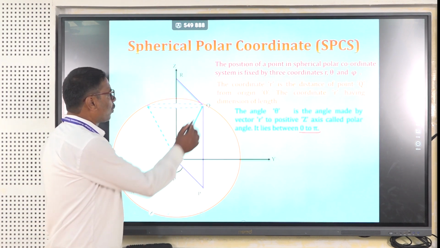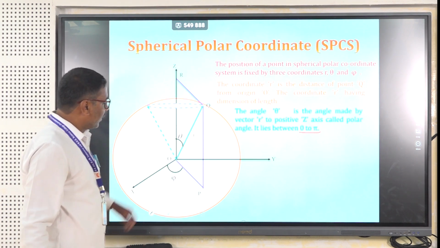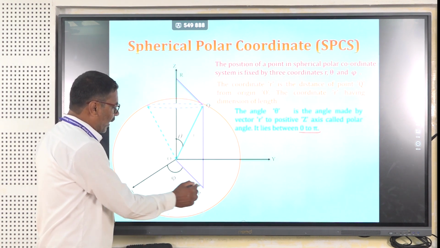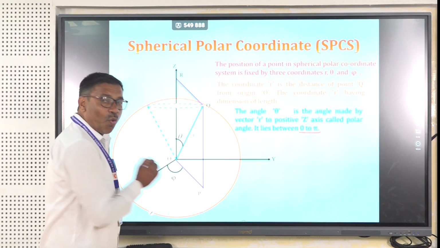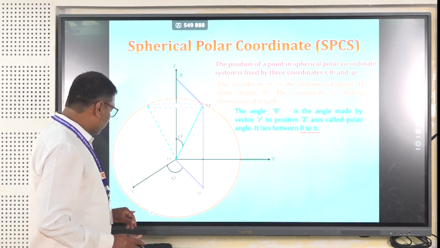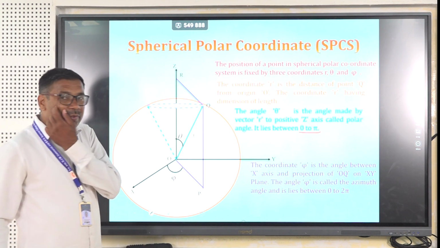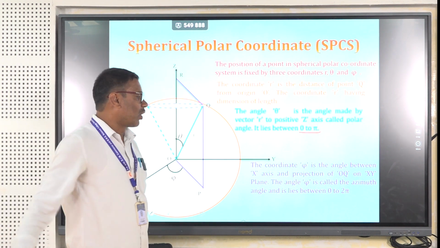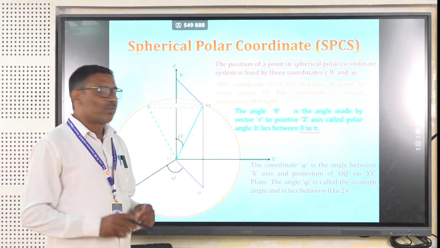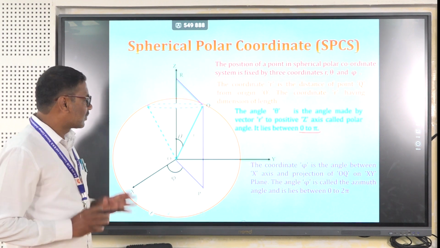Then the third coordinate is the phi coordinate. If we take the projection of this OQ on the xy plane, that is represented as OP. OP is the projection, and this projection makes angle phi with the x axis. So, the coordinate phi is the angle between the x axis and the projection of OQ on the xy plane.